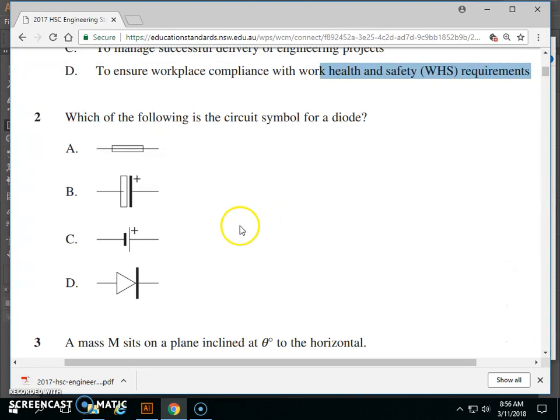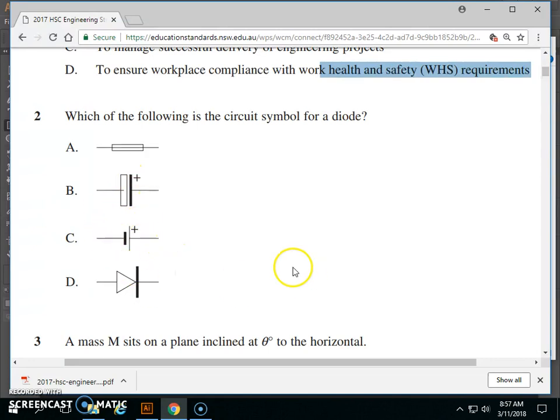Okay. Question 2, which is a symbol for a diode? D. Okay, so the other ones, this would be a resistor. This is a capacitor, I'm going with. This is a battery, and this is a diode.